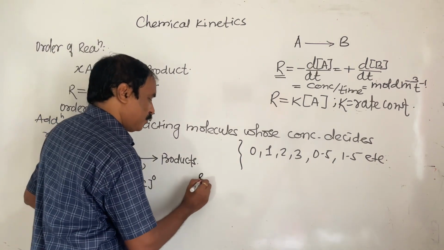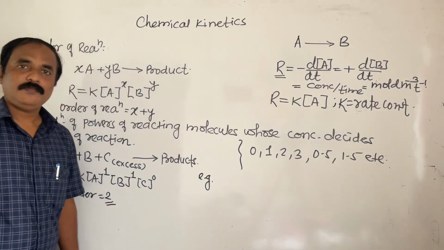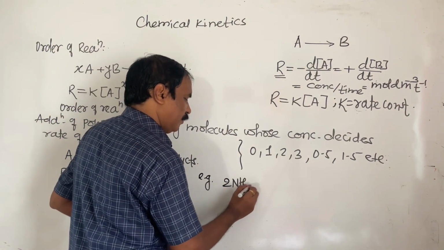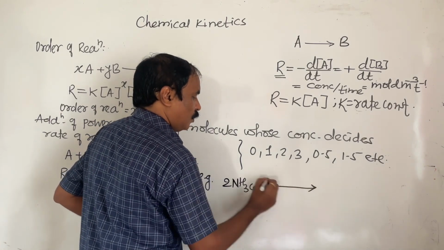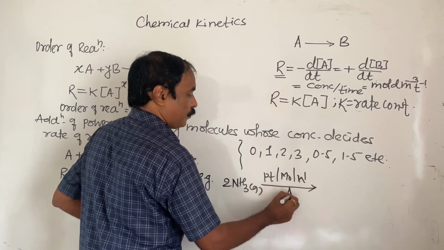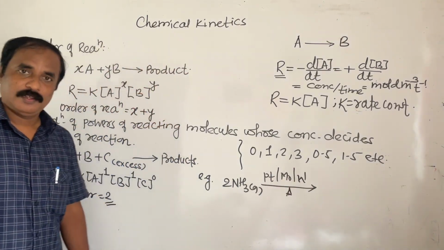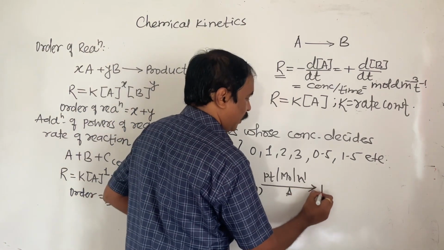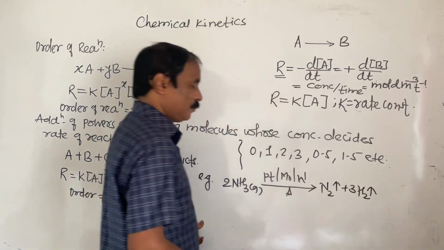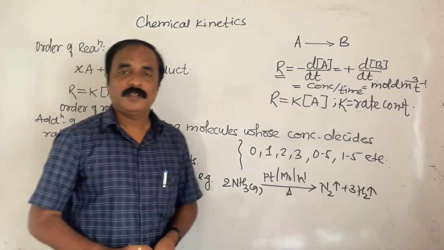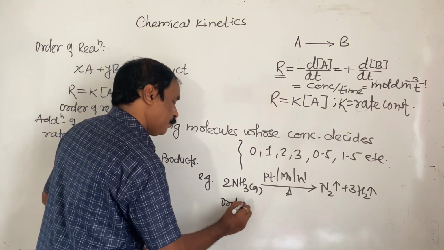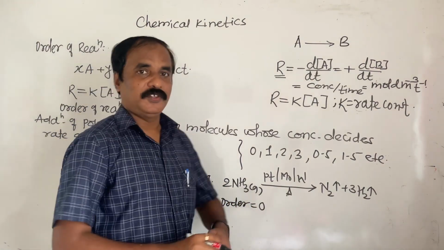See here, एक example लूंगा मैं. Decomposition of ammonia. I will take here platinum or molybdenum or tungsten. इसका ammonia का decomposition है. And we know that decomposition of ammonia gives nitrogen gas and hydrogen gas. So what is the order of reaction? A zero order का reaction है. Order of reaction is 0. Here it is 0. Why it is 0?